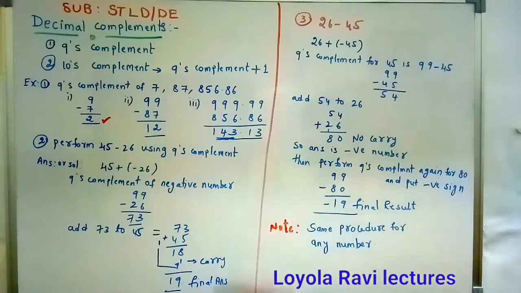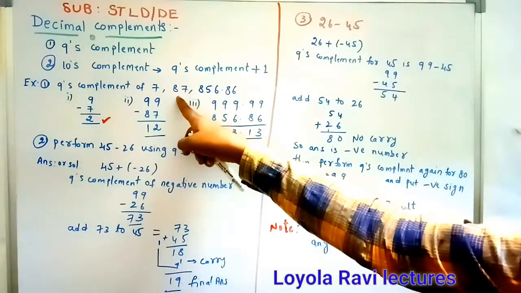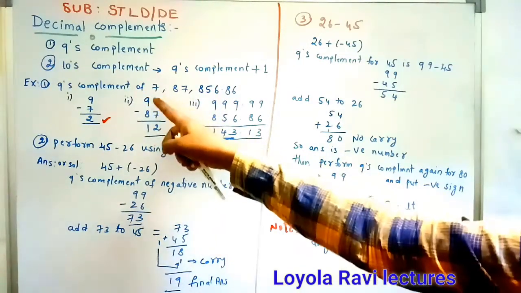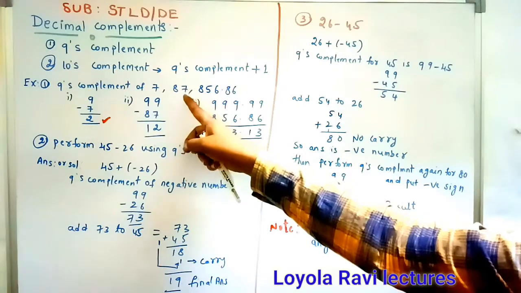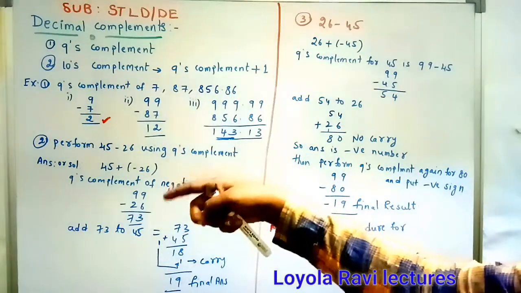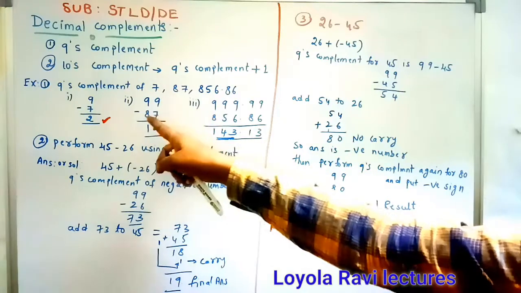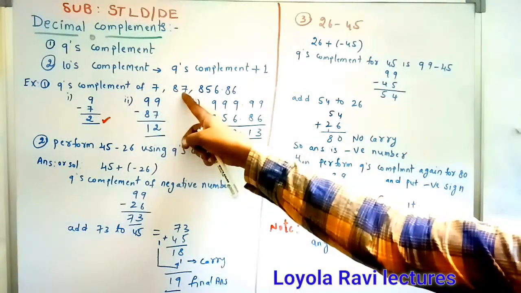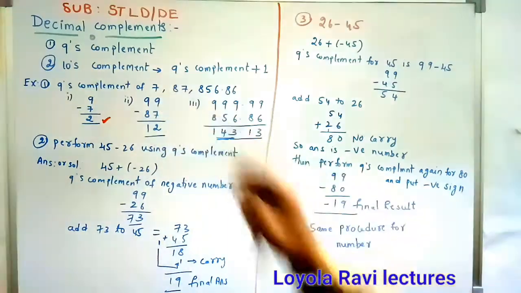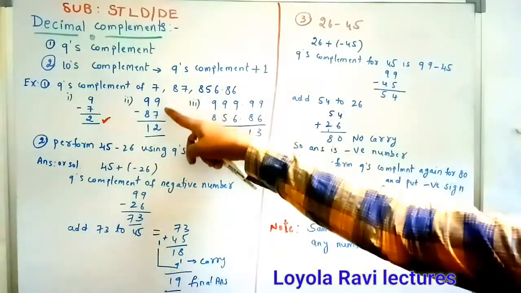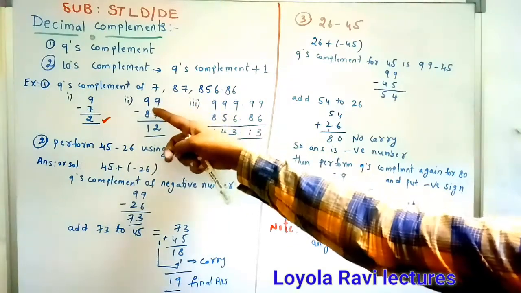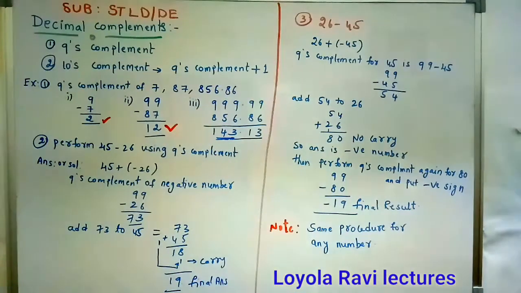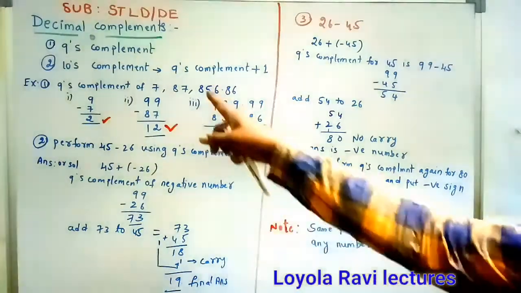Then go for 87. The second example is 87. We have 2 digits, that's why I am taking 2 nines. Each digit can be subtracted from 9. So 99 minus 87, because we have 2 digits, 8 and 7. 7 can be subtracted from 9 and 8 also can be subtracted from 9. 9 minus 7 is 2, 9 minus 8 is 1. 12 is the nines complement for 87.